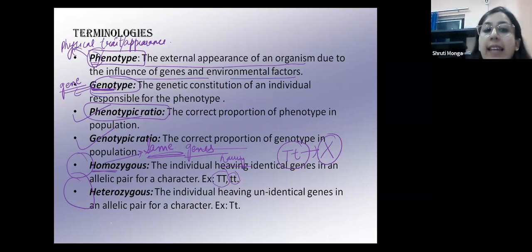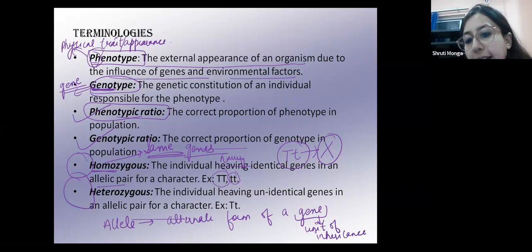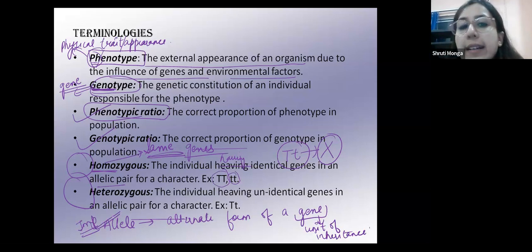Now, what do you mean by allele? Allele is alternate form of a gene. And what is gene? Gene is unit of inheritance. I want you to write this, please, because allele is a very important term. Allele means alternate form of a gene. First you write it, then I will explain.